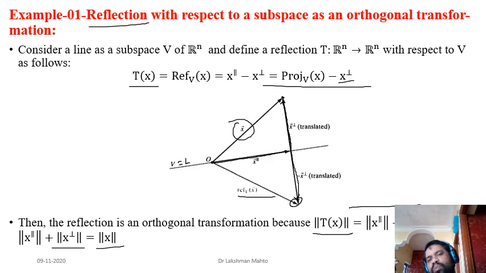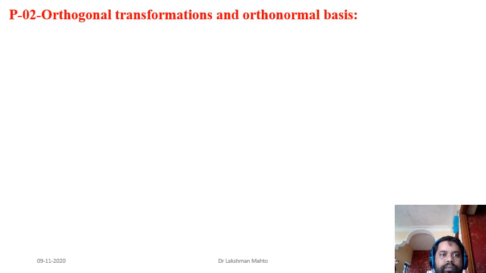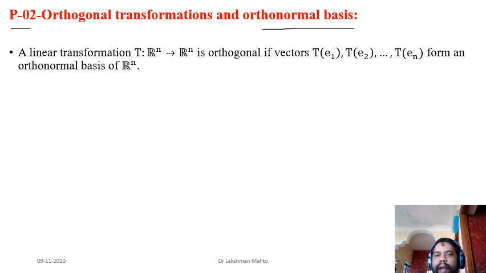Reflection with respect to any basis is an orthogonal transformation. So that was one example of an orthogonal transformation. Now, one more property I will talk about. It talks about the relation between orthogonal transformation and orthonormal basis. It would help to find matrices of that.